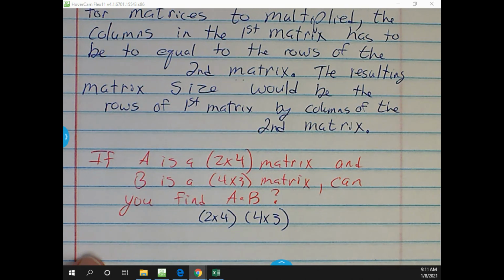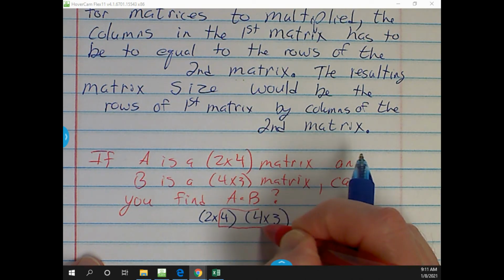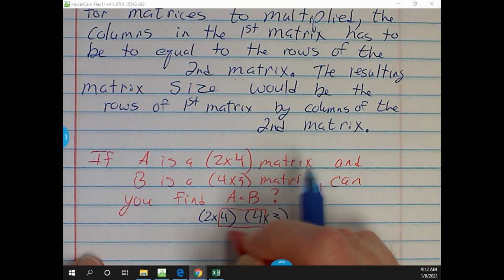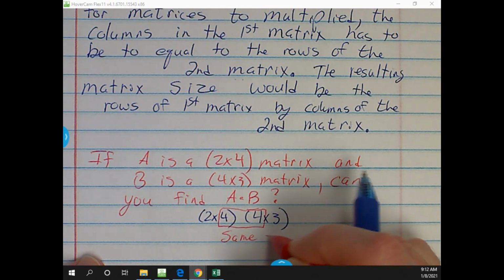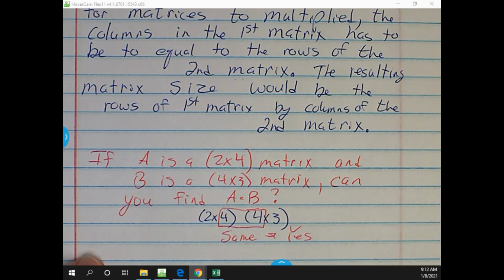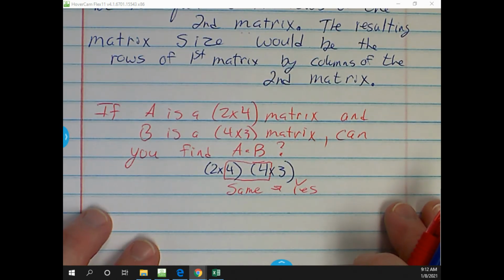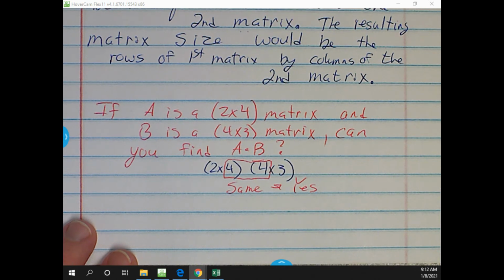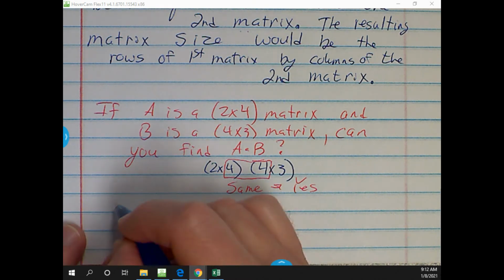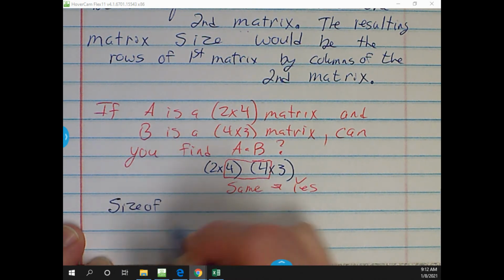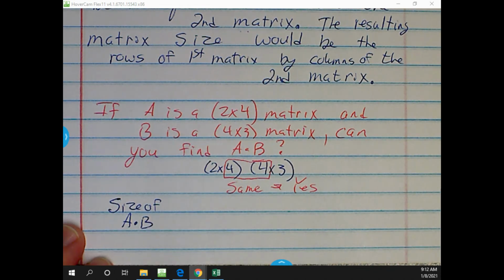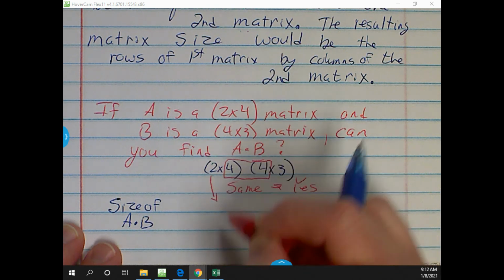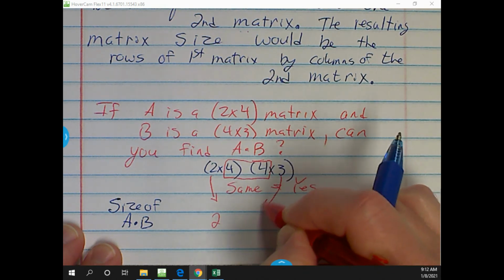To make it work out, these two numbers in the middle have to be the same. So as long as these two things are the same, then yes, you can multiply it together. So can you find A times B? Yes, you can. You can actually multiply these two together. And then the size of A times B is really easy. It's the numbers you've got left over. It's 2 by 3.